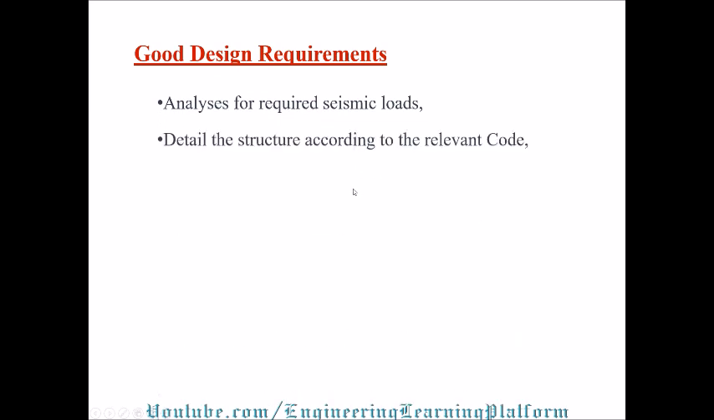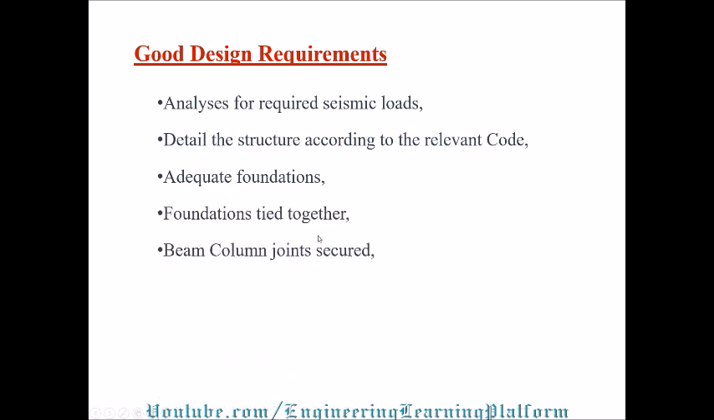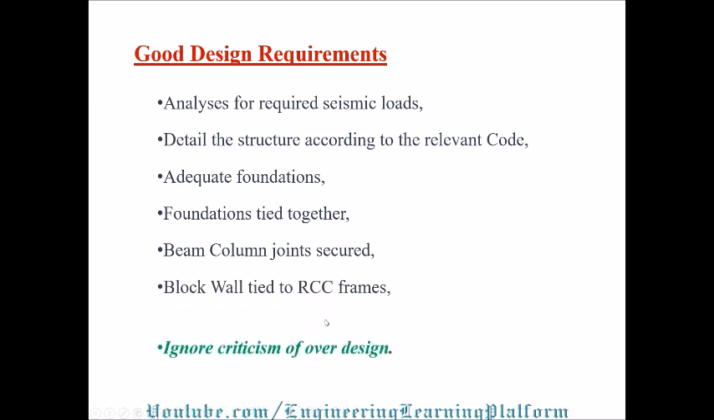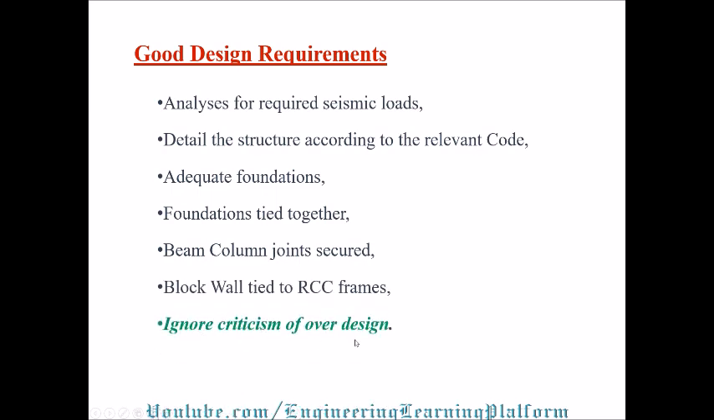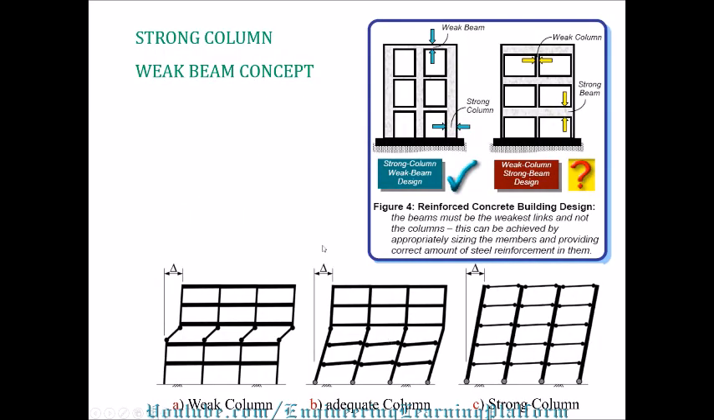So let's get started, starting with good design requirements. Analysis is required for seismic loads. Detail the structure according to the relevant code. In our case, that is the ACI 318-19 code, utilized for this video. Adequate foundations tied together, beam column joints secured, block wall tied to RCC frames, and ignore criticism of over design from the client side if you think the design is appropriate.